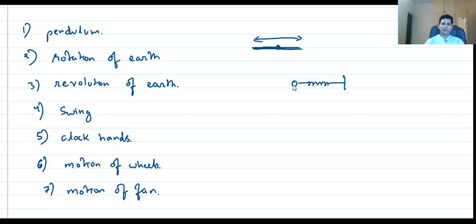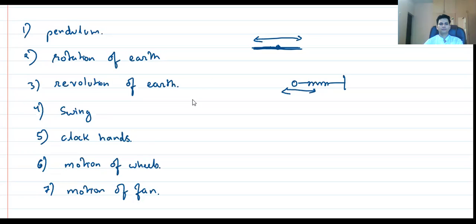So when you talk about a spring, the spring moves in one direction only, in linear motion. So can I say the motion of a spring is also periodic? But this is not curvilinear motion. So I can say periodic motion can be both curvilinear and rectilinear. Got it? I hope all of you got this.